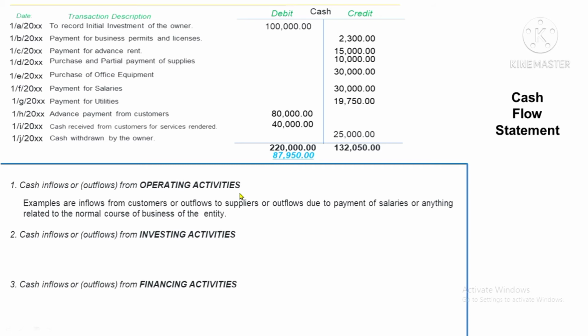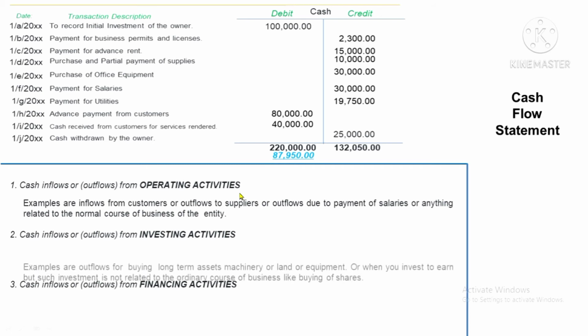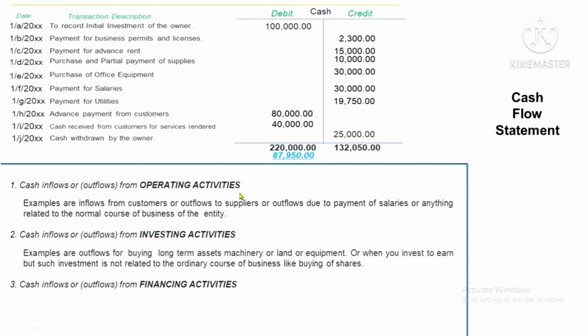While cash flows from investing activities are those that are related to buying of long-term assets, machinery, or land or equipment, or when the entity invests to earn but such investment is not in any way related to the ordinary course of business. For example, buying shares of stock of other companies to earn dividends, even though the company is not normally engaged in the buy and sell of shares, or letting others borrow money even if the entity is not engaged in financing, in order to earn interest.